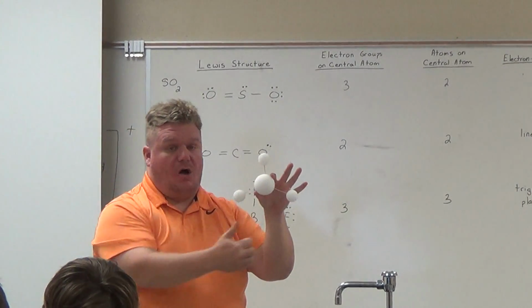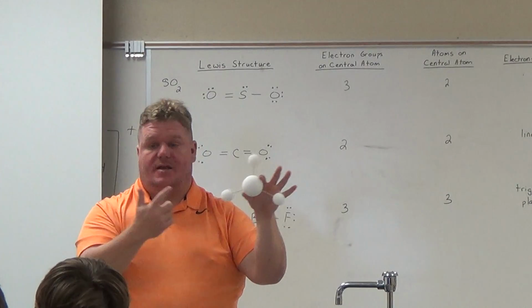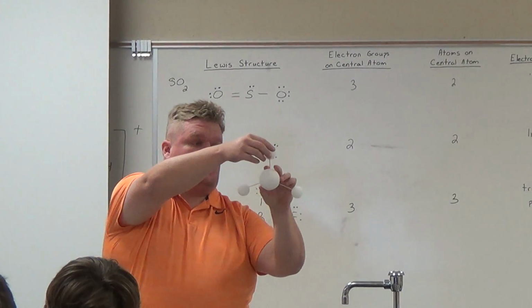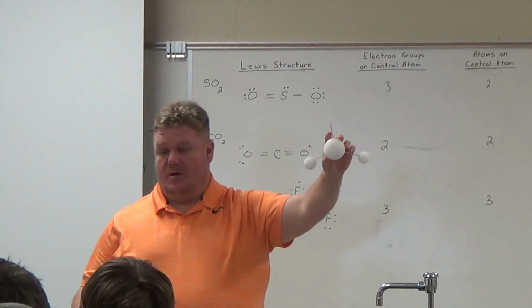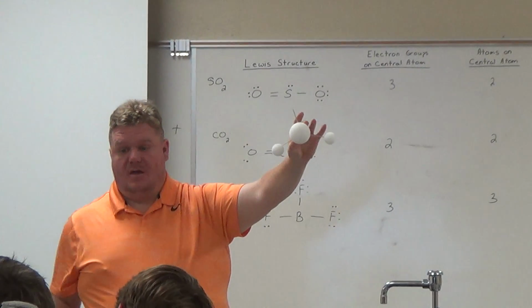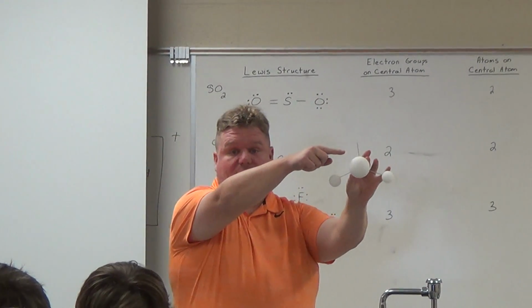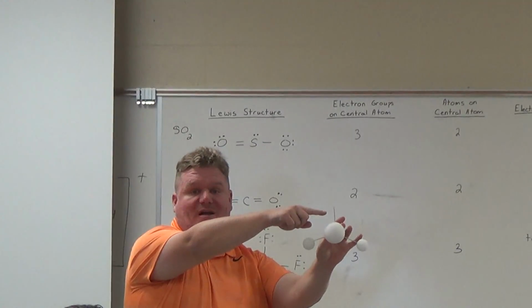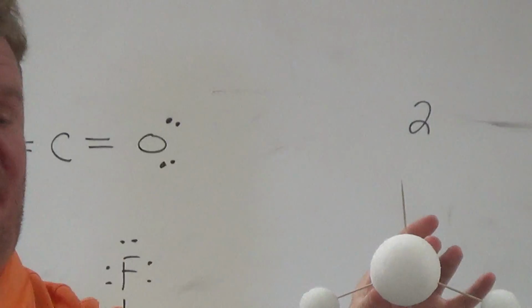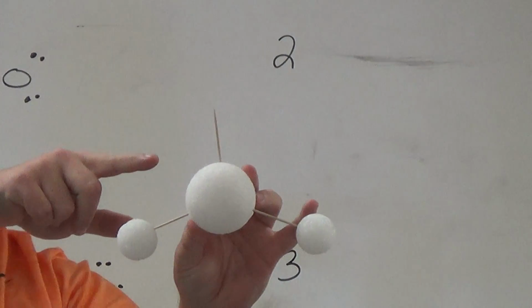Now because these are all equally spread out, it doesn't matter which one I choose. So I'm going to just take this top atom off. So you guys do the same. Okay, the electron group stays there. Jack, can you see the toothpick on there? Yeah, I can see the toothpick. The electron group stays there.